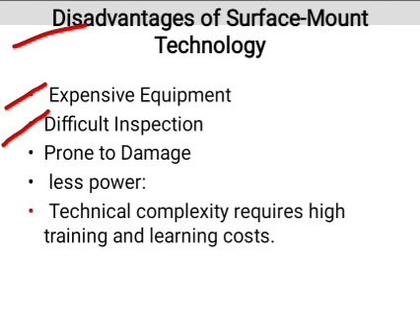Next is difficult inspection. Since most SMD components are small and have numerous solder joints, it gets very difficult during inspection, which means they are difficult to test. Next is being prone to damage. SMD components can easily get damaged if dropped. Also, they are very sensitive to handling and packaging. They are generally handled in a clean room.